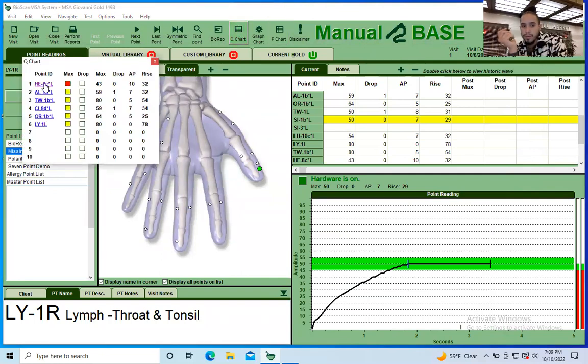So the Q chart points to the top 5 or top 10 meridians that you want to focus on first. And obviously, like I said before, we want to focus on the meridians that tested red. And so we have our heart valve point that tested red. So what I'm going to do is go and balance that first.